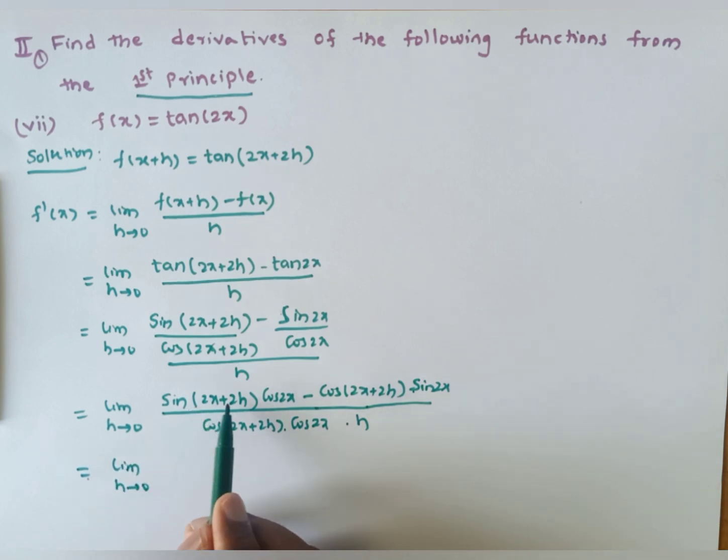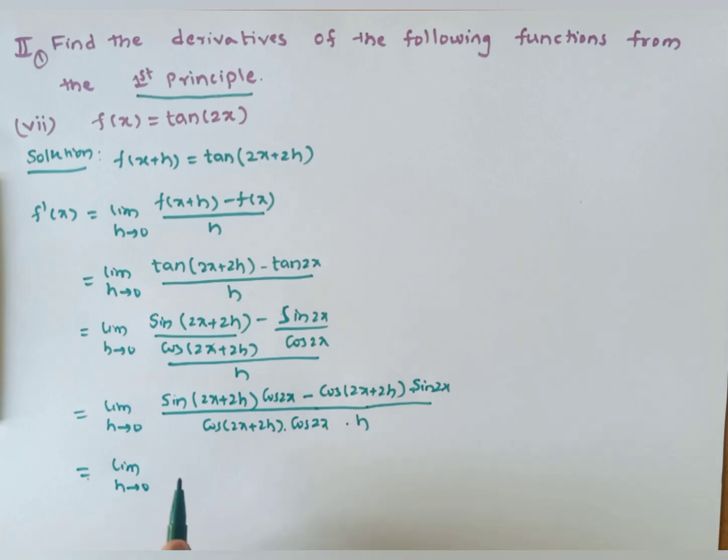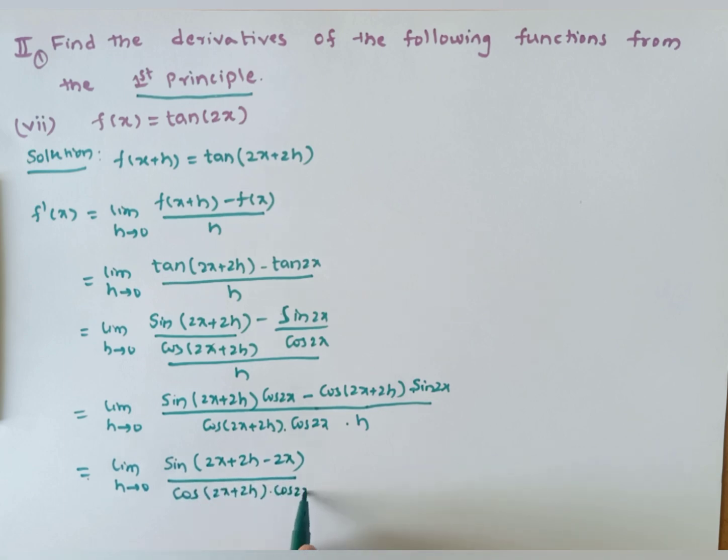Now this is in the form of sin a cos b minus cos a sin b, that is sin of a minus b. Here a is 2x plus 2h, b is 2x. So it is sin of 2x plus 2h minus 2x, divided by, this is as it is, cos of 2x plus 2h into cos 2x, into 1 by h. So here 2x and 2x will get cancelled.